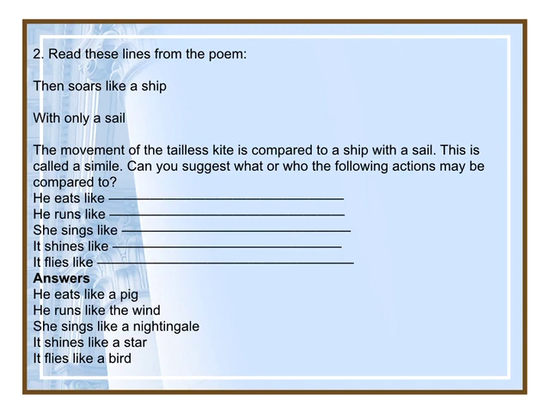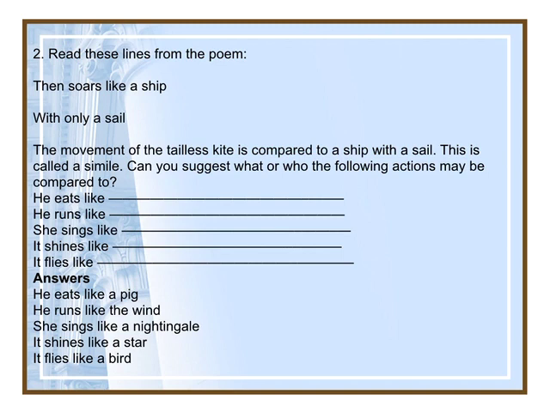Now question number 2. Read these lines from the poem. Then soars like a ship with only a sail. The movement of the kite is compared to a ship with a sail. This is called a simile. Can you suggest what or who the following actions may be compared to? So here the actions of a person is compared to something. This is called simile figure of speech.